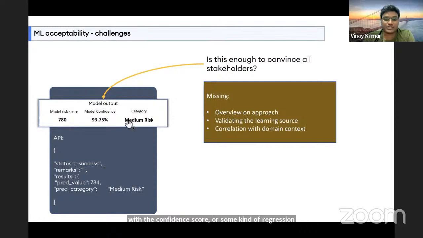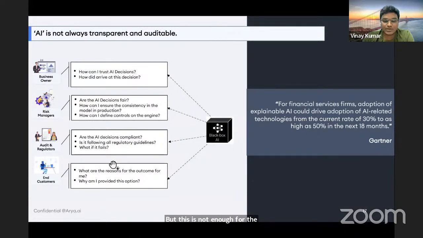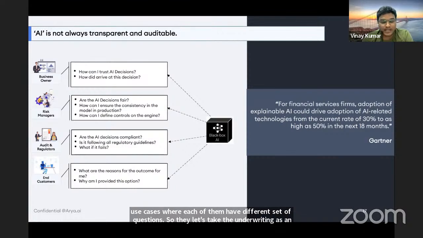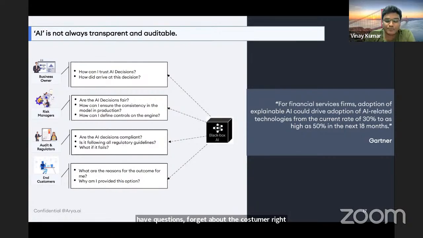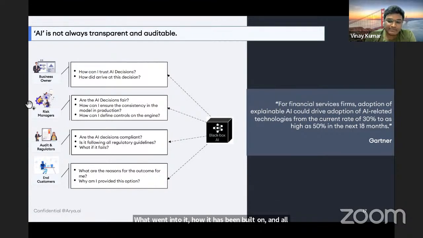But this is not enough for the user, because there are different types of users in these high-risk use cases, and each of them has a different set of questions. Let's take underwriting as an example. The underwriter who is using this output has questions themselves. Forget about the customer, right? The customer would have a bunch more questions. And when an auditor comes into play, they have a lot more questions as well, on the auditability of it, the safety of it, what went into it, how it has been built, and all those things. But net, even from a model prediction standpoint, all of these stakeholders have different kinds of questions.